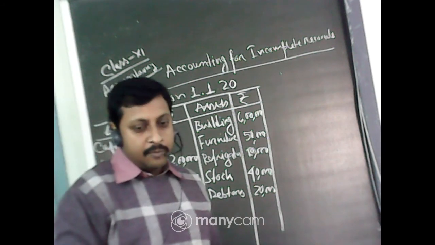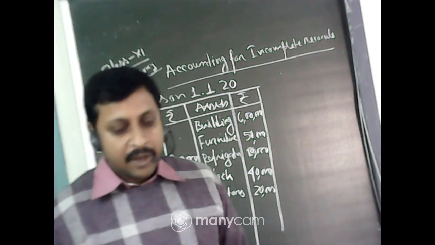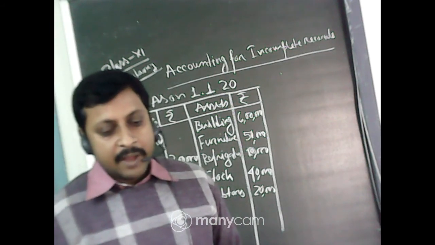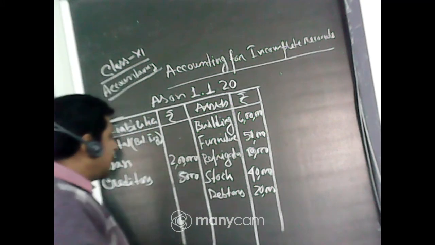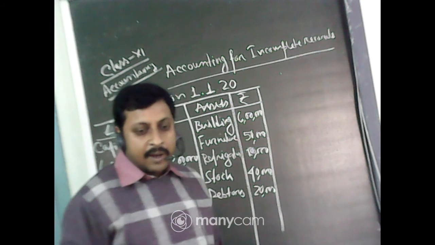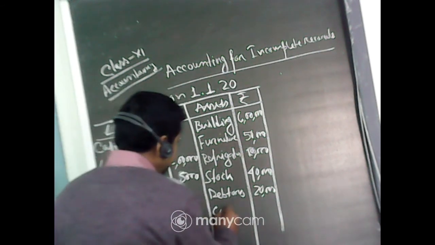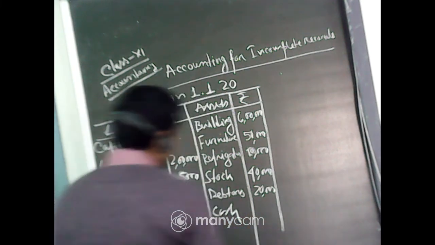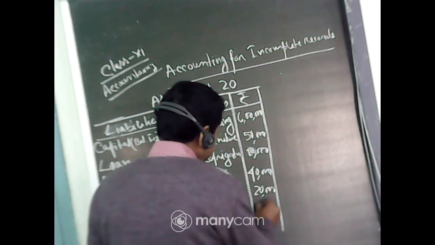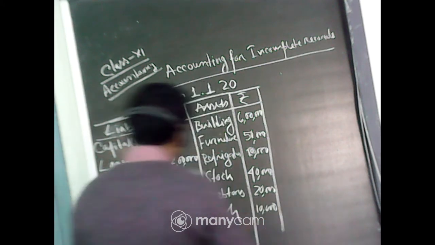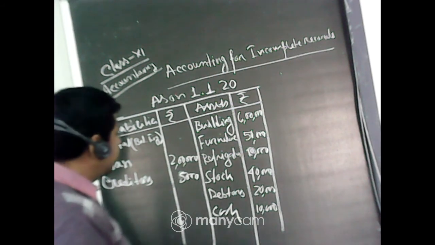Now, whenever you go to any small shopkeeper, he maintains a drawer, and from the drawer he takes cash and gives cash. Now I opened his cash drawer and counted, and there is cash of rupees 10,000. Now you have got all the assets.